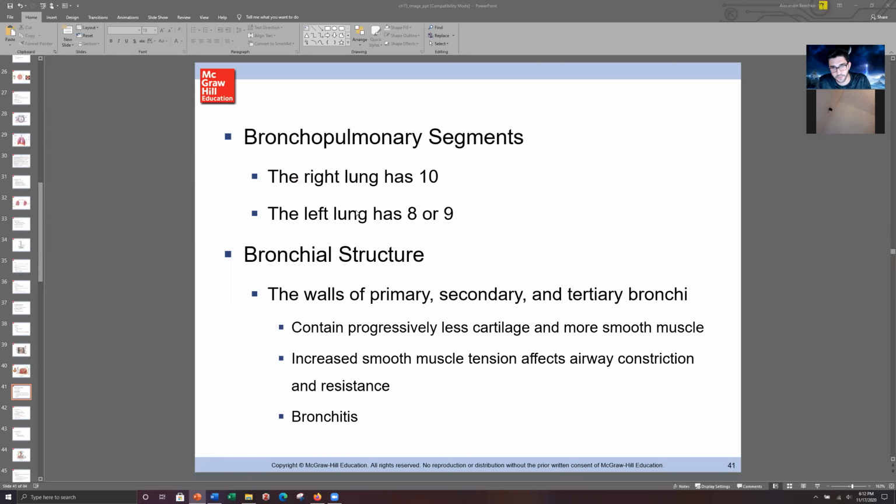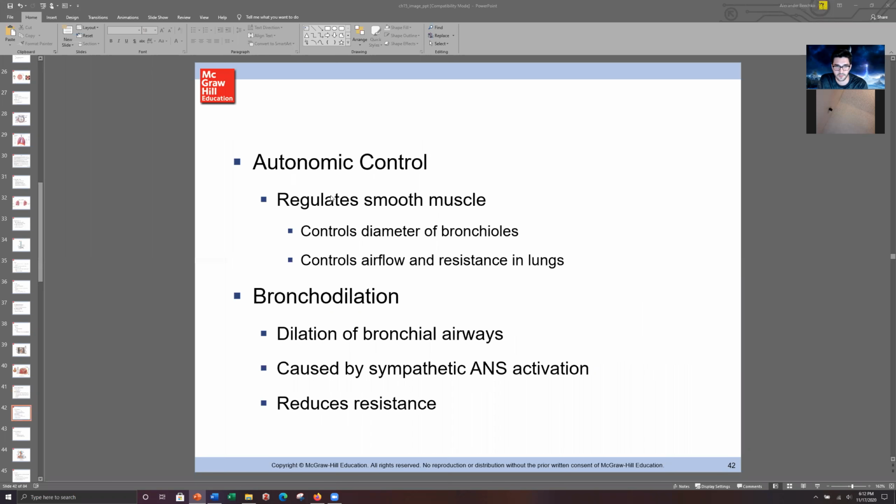Okay, so bronchopulmonary segments: the right lung has 10, the left lung has about 8 or 9. The walls of the bronchial structure, so the walls of primary, secondary, and tertiary bronchi, as you go from the primary down to the tertiary, contain progressively less cartilage and more smooth muscle. Increased smooth muscle tension affects airway constriction and resistance, and inflammation of this tissue can result in a condition called bronchitis. We have autonomic control over the contraction of the smooth muscle of the bronchioles.